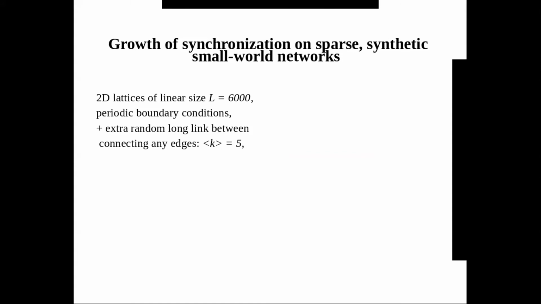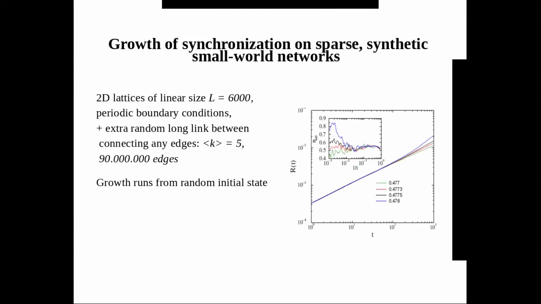But inside of the decay simulations, if you start from an incoherent state, you can see better power laws. So this shows the results for two-dimensional lattices of linear size 6000, where you have periodic boundary conditions and extra long links as the fifth link between the nodes. So altogether, these are so-called generalized small world networks. You can control the topological dimension with the long links. For this model, you have 90,000 edges.